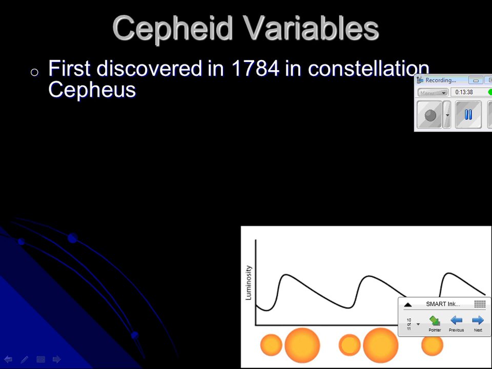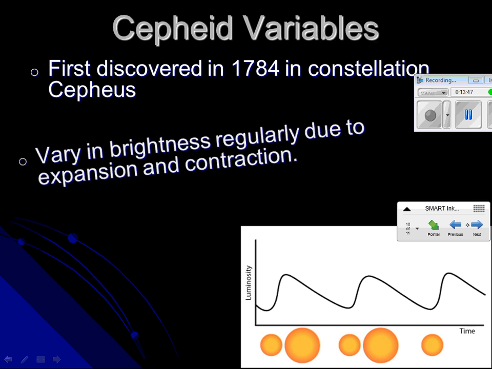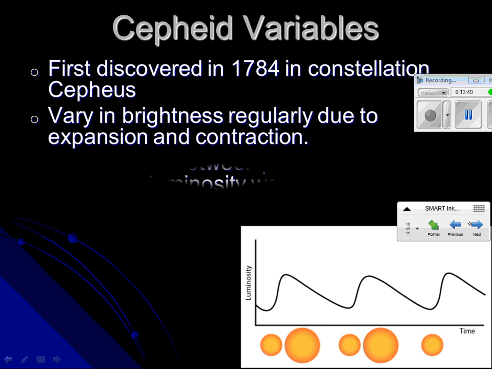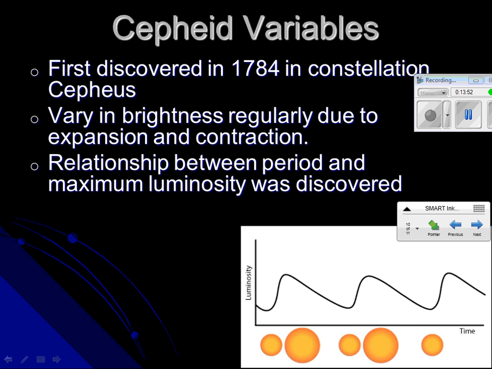And it just does it on a very regular cycle. When you discover one of those, it's very, very useful in terms of astronomy, because what was found is that the period, the time they take to go bright, dim, their period of oscillations is related to their luminosity. So when you find a Cepheid variable somewhere, you watch it over time and you see how long it takes to go bright, dim, and that tells you how luminous it actually is.